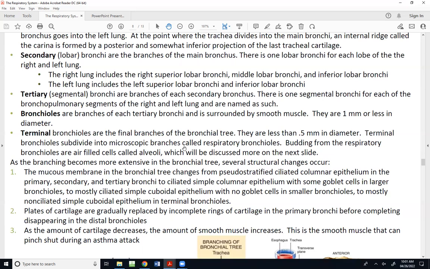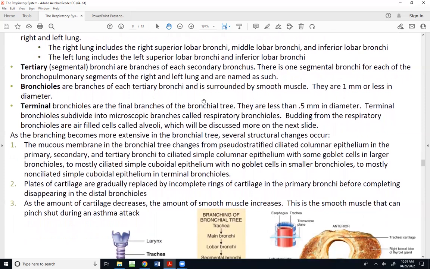Okay. From there, the secondary or lobar bronchi are formed. They are therefore the branches of the main bronchi. There's one lobar bronchus for each lobe of the right and left lung, which is where their name lobar comes from. Lobar for lobe. Your right lung includes a right superior lobar, a middle lobar, and an inferior lobar bronchi, which means your right lung has how many lobes? 1, 2, 3. Your left lung has a left superior and an inferior lobar bronchi, which means your left lung only has 2 lobes.